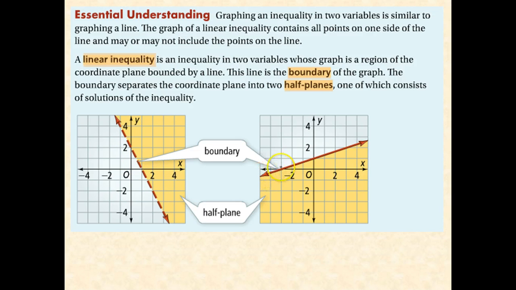If they do count as solutions, then you draw a solid line. If the line doesn't count as solutions, then you would draw a dashed line. The line is the boundary. It cuts the plane into two half planes, and then you shade in the half plane that has all your solutions in it.